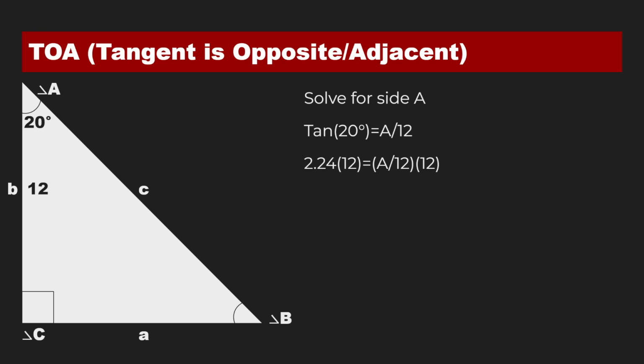If we simplify the tangent, we get 2.24. Now we will multiply both sides by 12, right, to get A independent. And A independent is equal to 26.85.